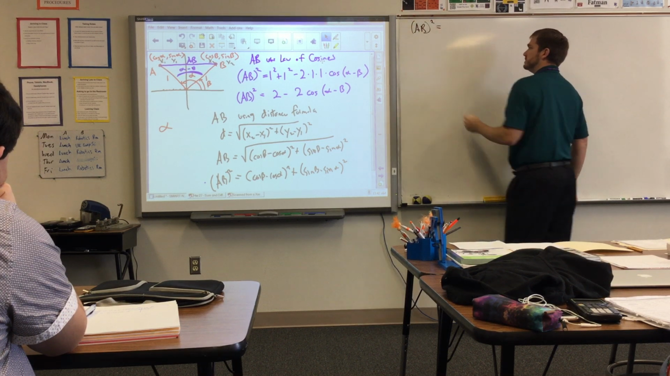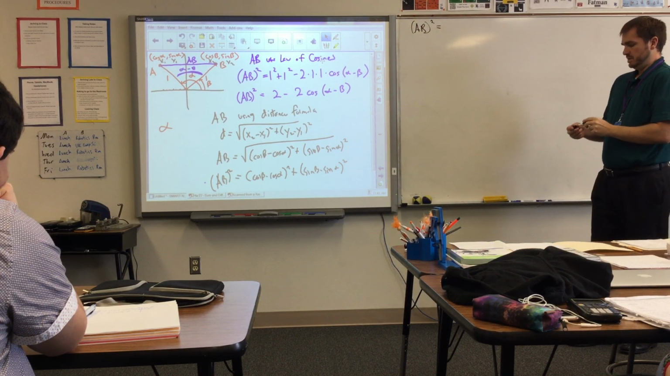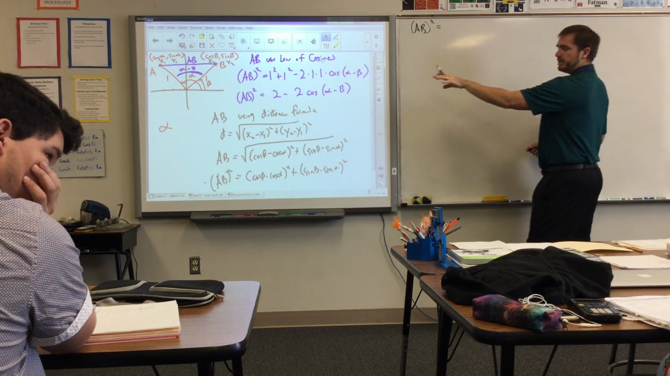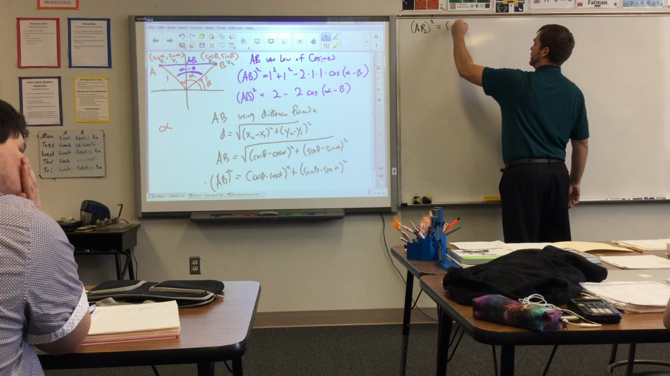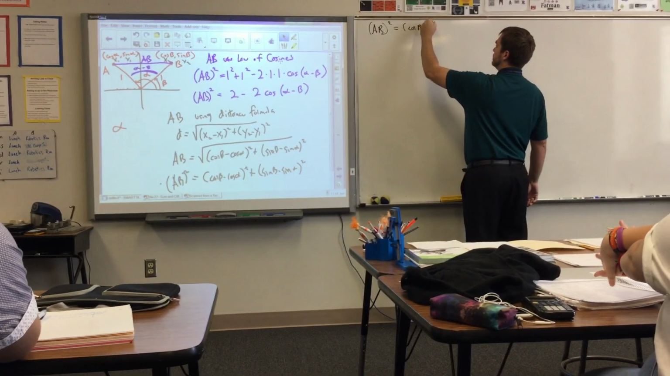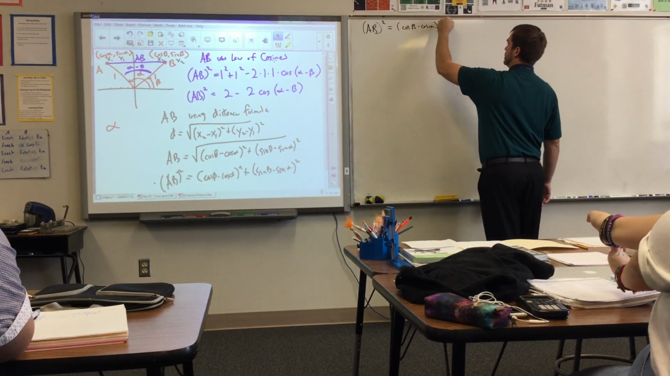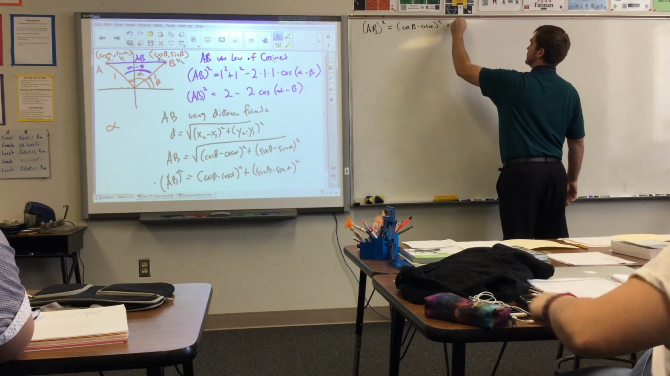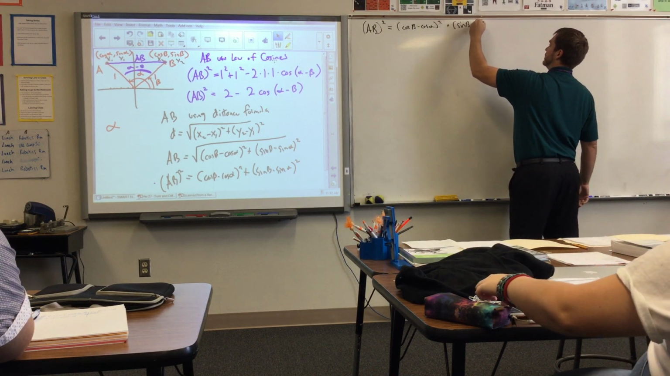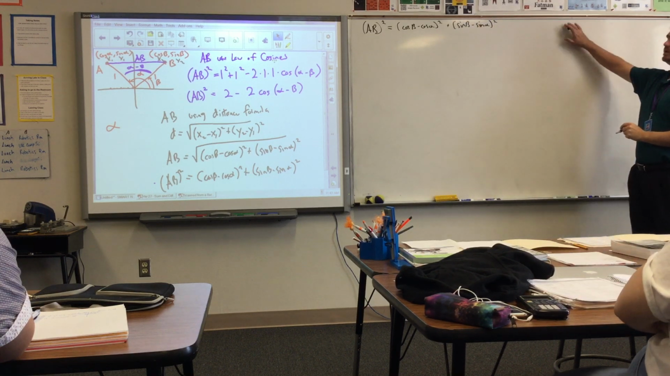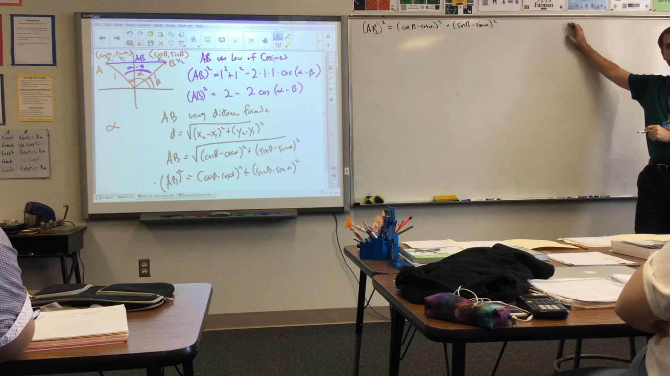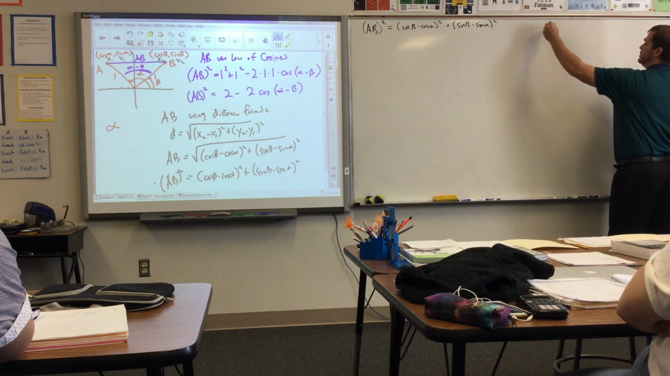AB squared equals... You don't need to write this down. I'm just going to copy that down up here so that we can see it: cosine beta minus cosine alpha squared plus sine beta minus sine alpha squared. Now, side note, you do not need to write this down.